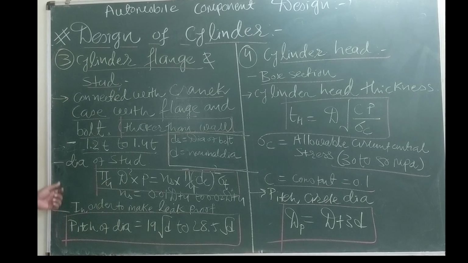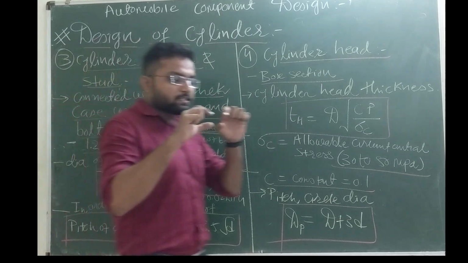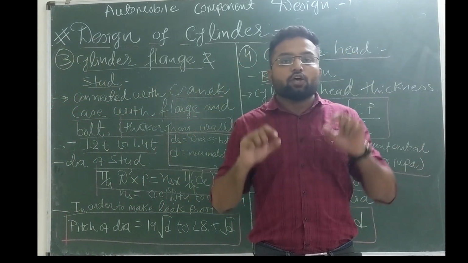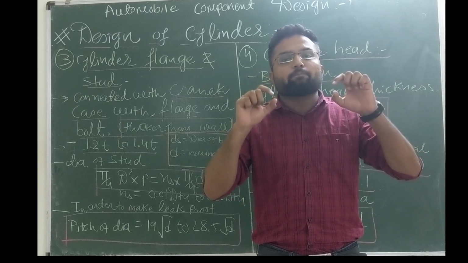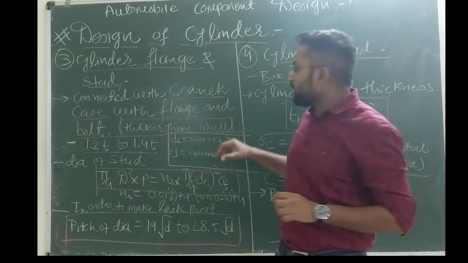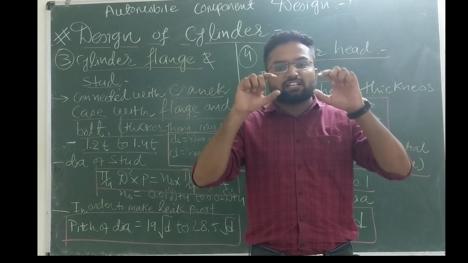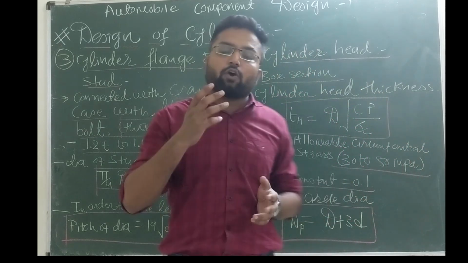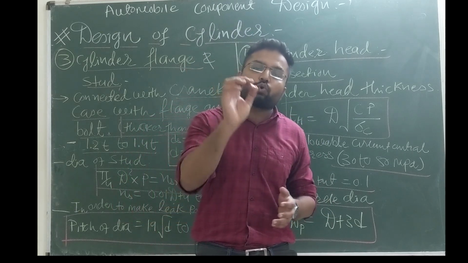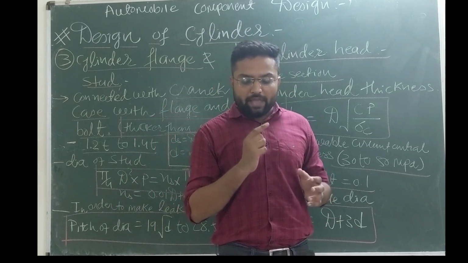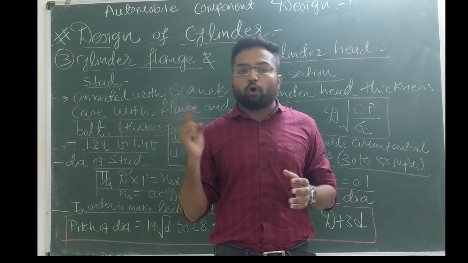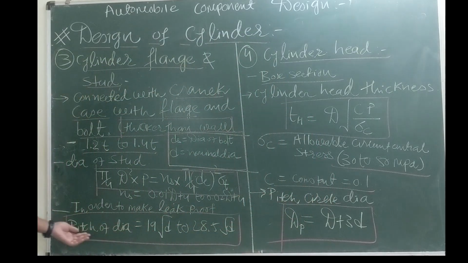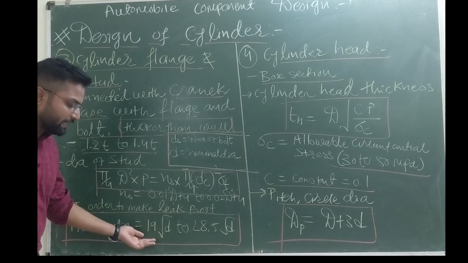Clear? Now this flange connects the crankcase as well as the cylinder, so it should have a leak-proof joint. Here our strut will be placed in such a way that it provides a leak-proof joint. We also provide a gasket here. But to have that leak-proof joint, we make the pitch circle of the strut like this. It should satisfy this condition.